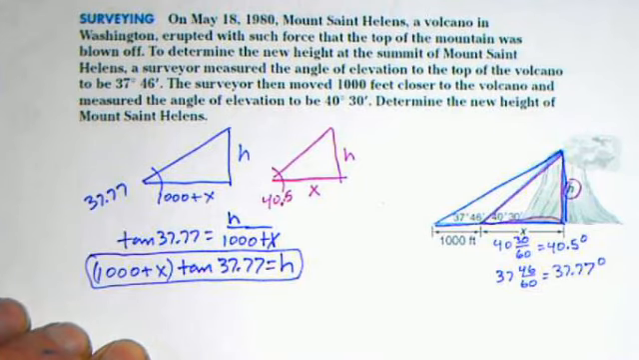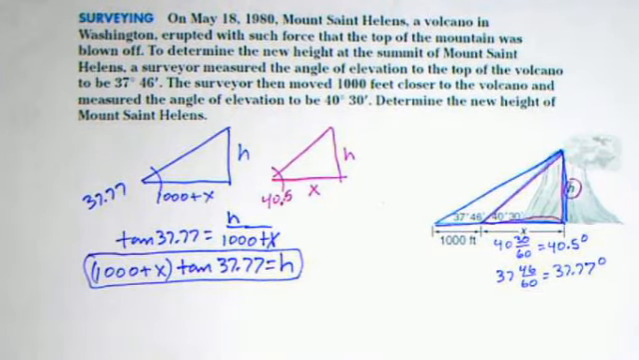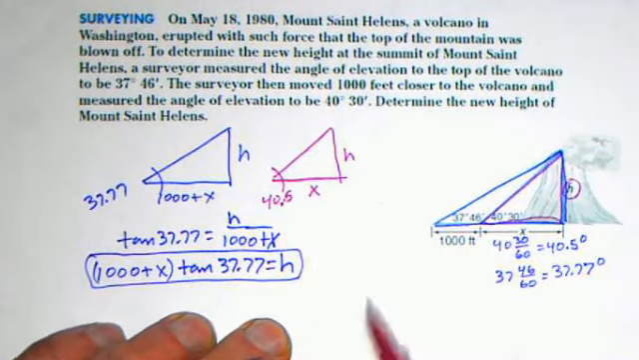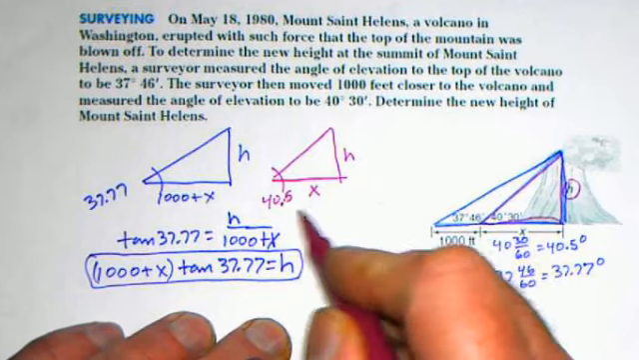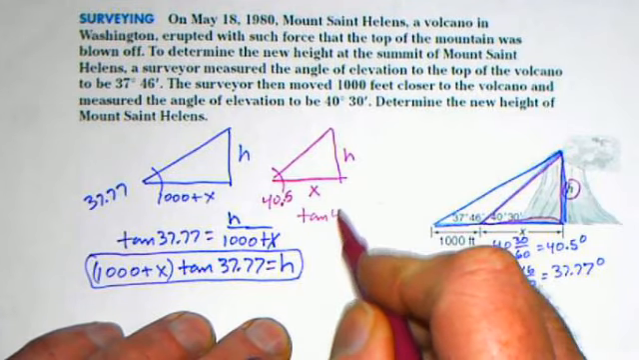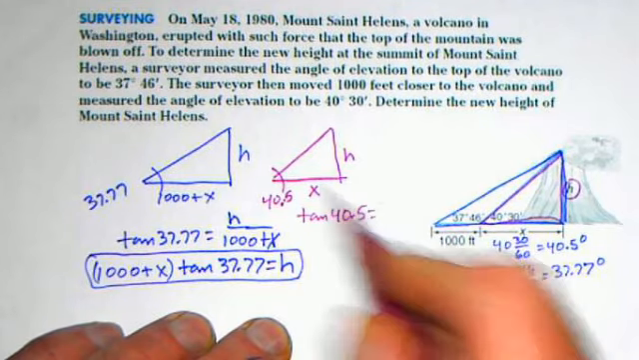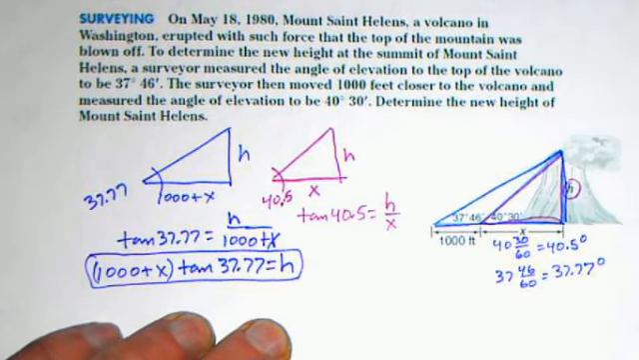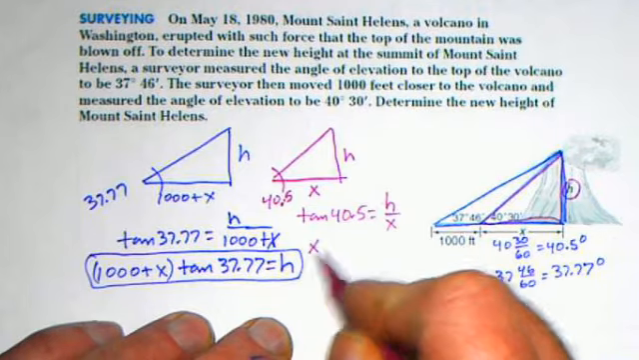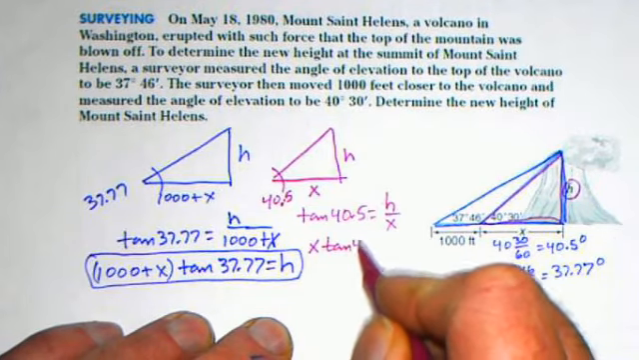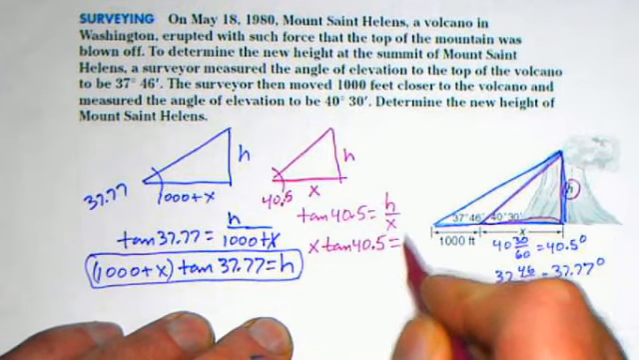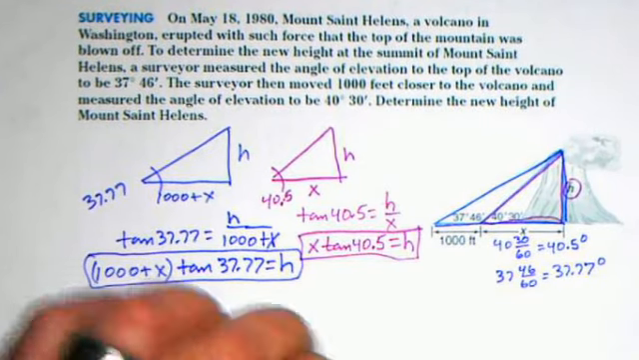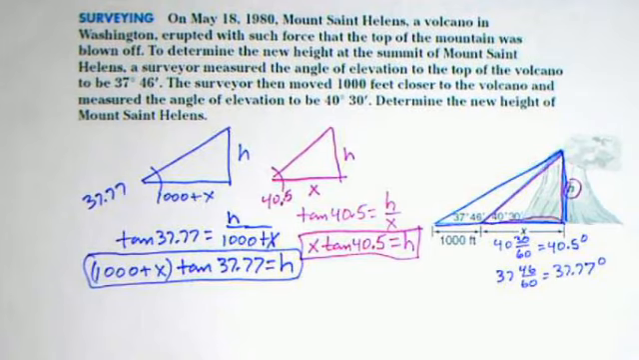We want to do the same thing for the smaller triangle. Opposite over adjacent, we've got a tangent again. Tan 40.5 equals h over x. Multiply both sides by x. x times the tangent of 40.5 equals h. So we've got the smaller triangle also solved in terms of h.